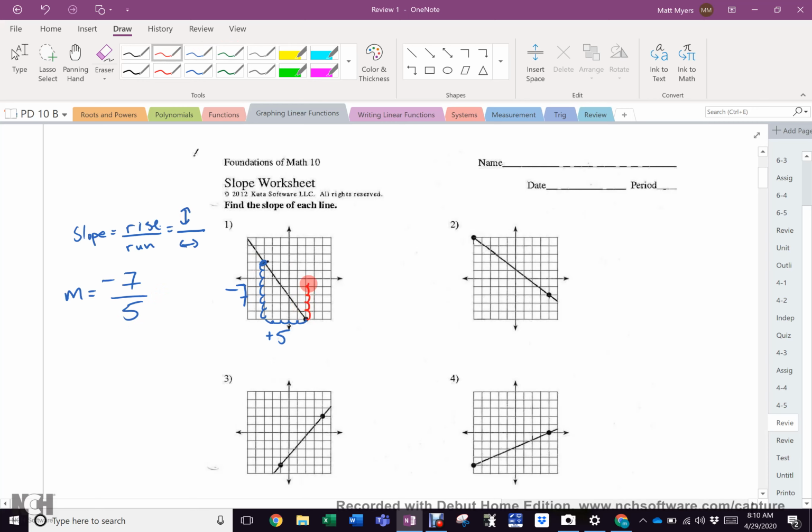Now, remember, that could also be written if I went on the other side. 1, 2, 3, 4, 5, 6, 7, positive 7. 1, 2, 3, 4, 5, negative 5. It could also be 7 over negative 5. And you can write it as negative 7/5, with the negative right in the middle. They're all the same thing.